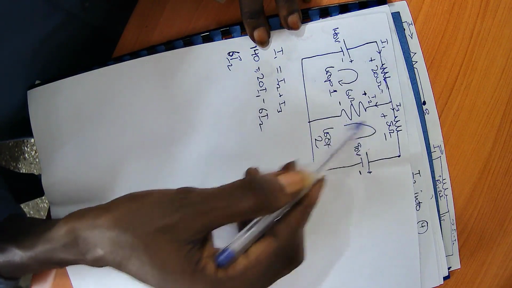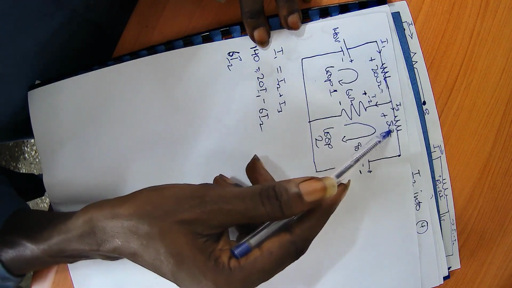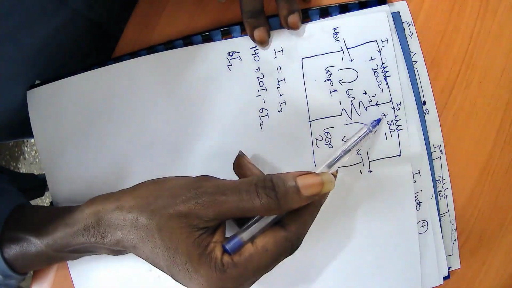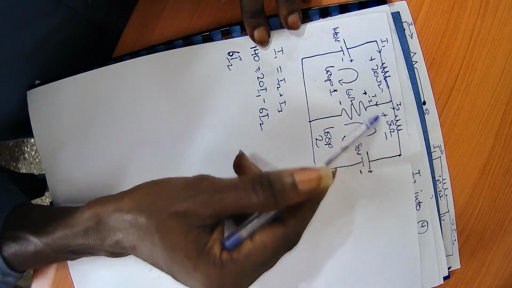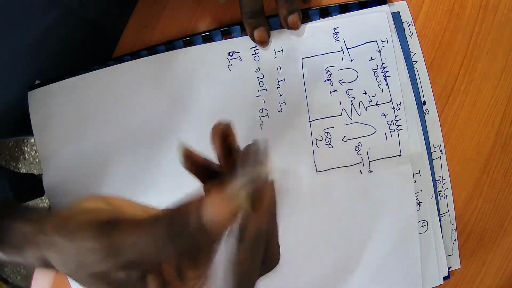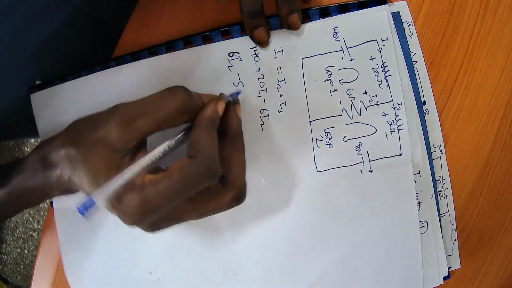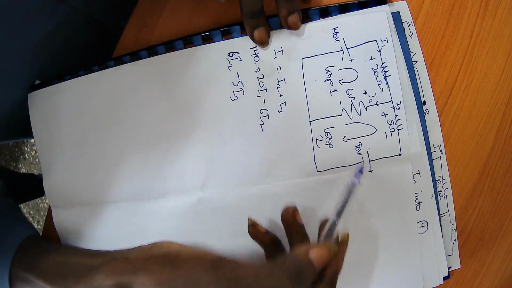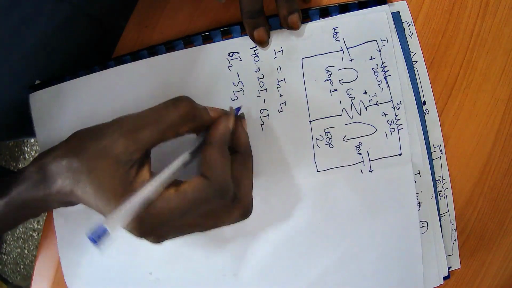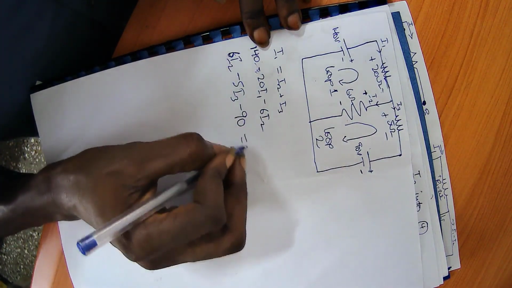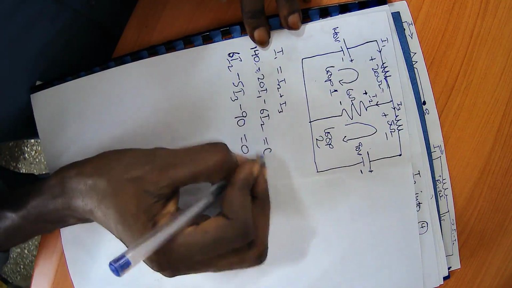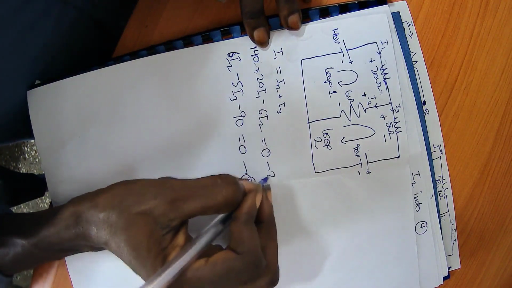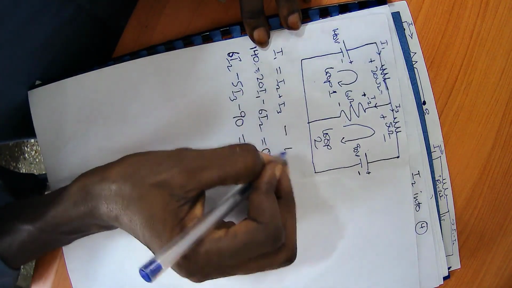Now because the loop is going in the same direction as the current, it signifies a voltage drop, or because it's from positive to negative, which means it's decreasing, so voltage drop. So minus 5 I3. Here from positive to negative means it's decreasing. So minus 90 is equal to 0. It must be equal to 0, because the sum of the voltages in the loop is zero. Here is equation 3, equation 2, and equation 1.